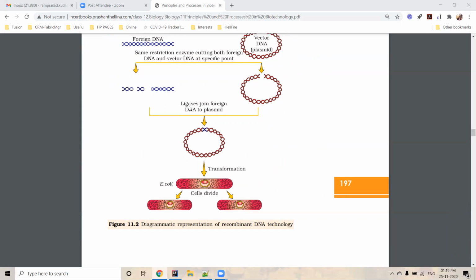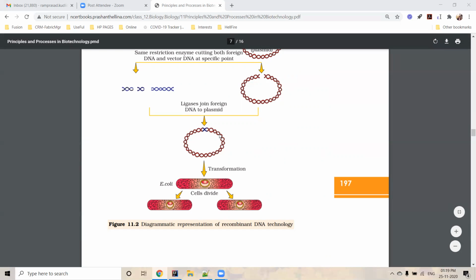And what is the function of ligase? Ligase is to join it. It is glue. Correct, it is molecular glue. How does it join? It joins the sticky ends by creating a phosphodiester bond between the 3' hydroxyl group and the 5' phosphate group. Okay.